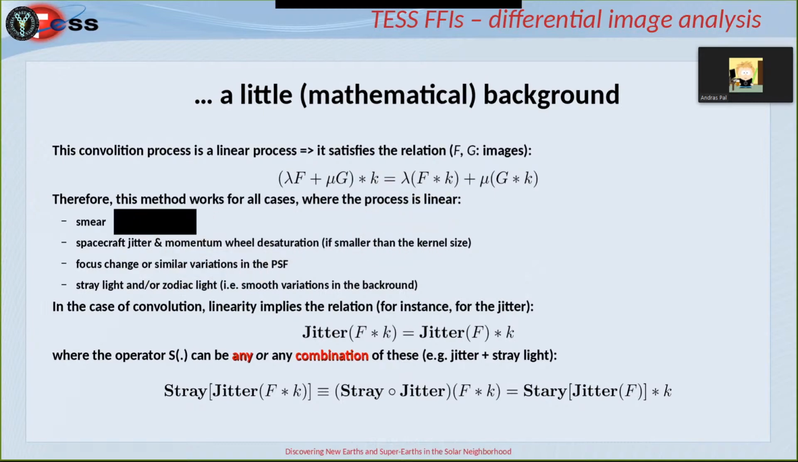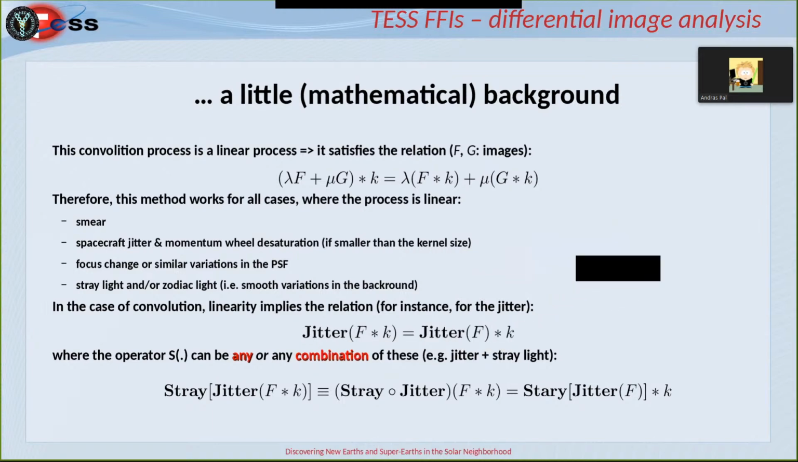This means that there are many physical effects which are linear and satisfy this. For instance, smear, spacecraft jitter, and even momentum dumps with saturation, if it is very small. We can also model the focus changes in the PSF, point spread function, and we can correct for stray light or zodiacal light if there is a smooth variation in background. So a lot of effects which affect the data acquisition of TESS can be corrected by this function, which is good.